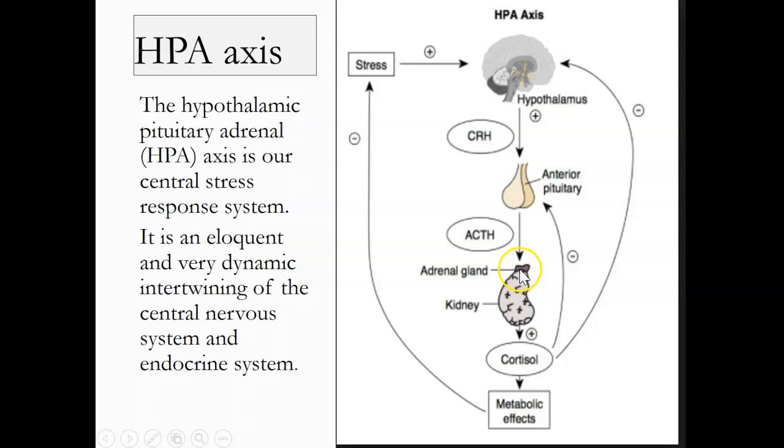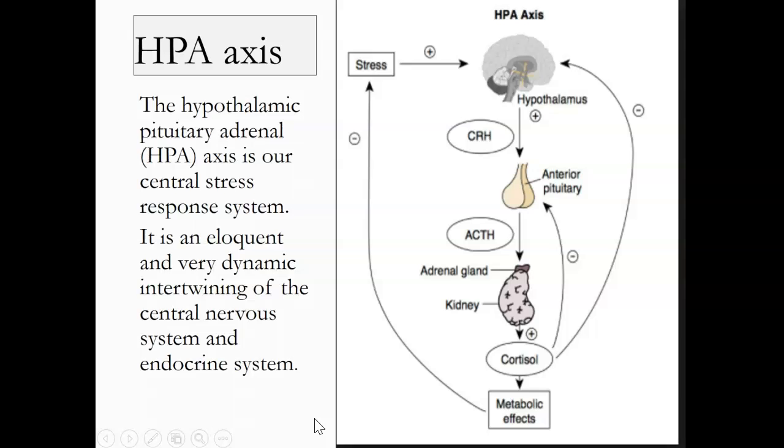And what does the adrenal gland do? Releases cortisol. What does cortisol do? All those metabolic changes we talked about, along with increasing your cholesterol and decreasing your immune system. So this is kind of what's going on if you get sick at the end of the semester. Too much of this is being released in your body.